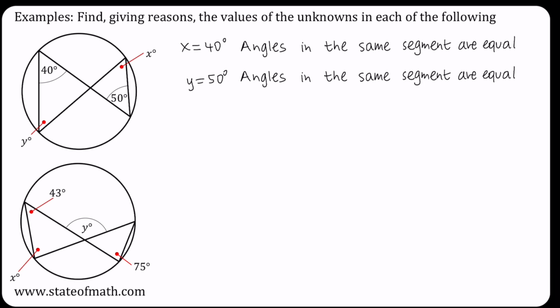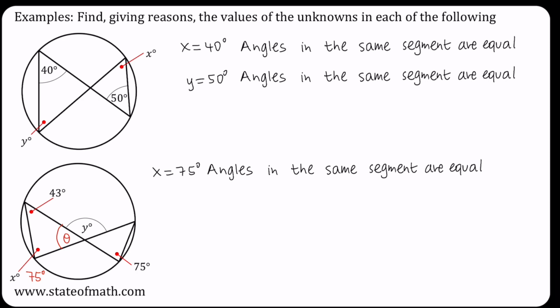In the second example, we need to find angle y here and angle x. So we can start by observing from above and noticing that this arc here is subtending an angle of 75 at the circumference, which should be equal to x. So x is 75, and the reason is angles in the same segment are equal. And then to proceed in finding y, I will actually start by labeling this angle here theta. We have already found x to be 75 degrees. It's a good idea to annotate my diagram with all the information I have found.